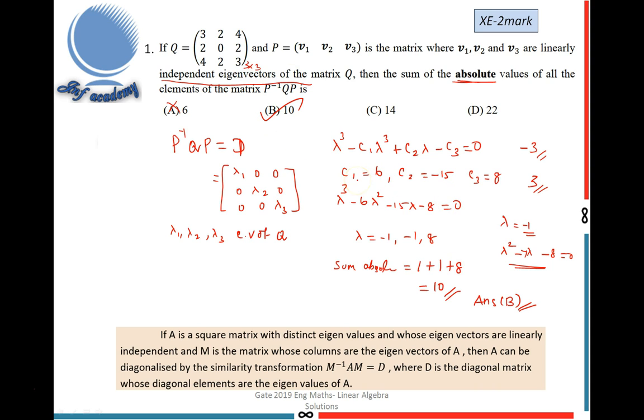This is the only one problem belonging to the GATE 2019 engineering mathematics questions related to the concept of diagonalization of a matrix. Thank you for watching. See you in the next video.